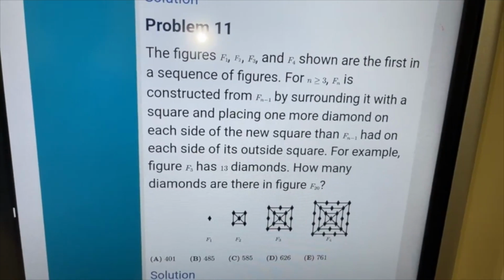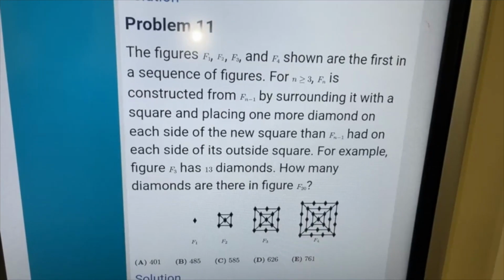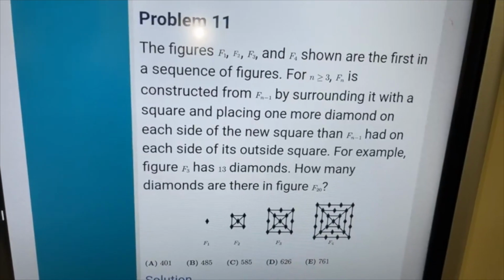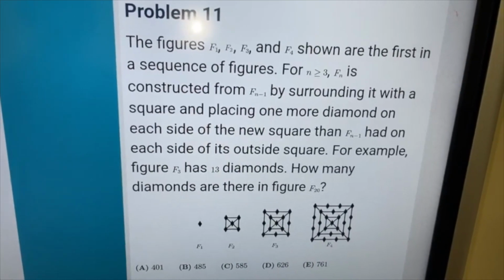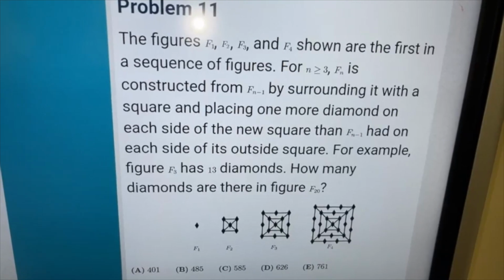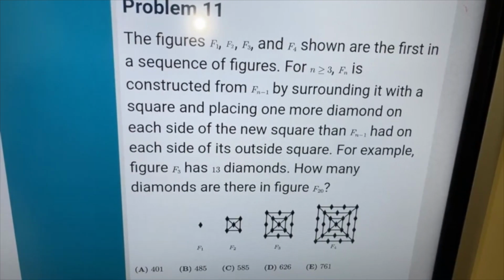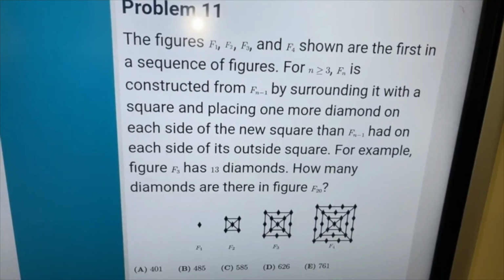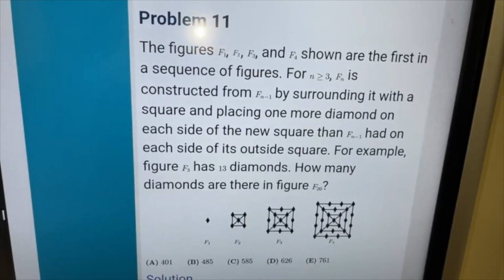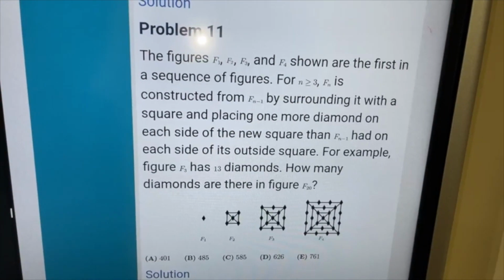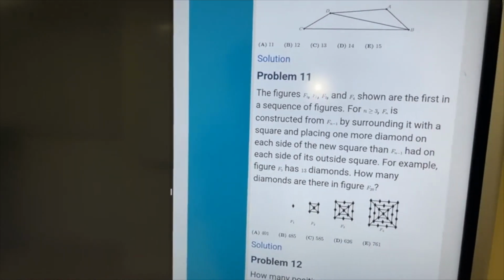The figures F1, F2, F3, and F4 shown are the first in a sequence of figures. For n greater than or equal to 3, Fn is constructed from Fn minus 1 by surrounding it with a square and placing one more diamond on each side of the new square than Fn minus 1 had on each side of its outside square. For example, figure F3 has 13 diamonds. Does it really? Oh yeah, it does. So how many diamonds are there in figure F20?